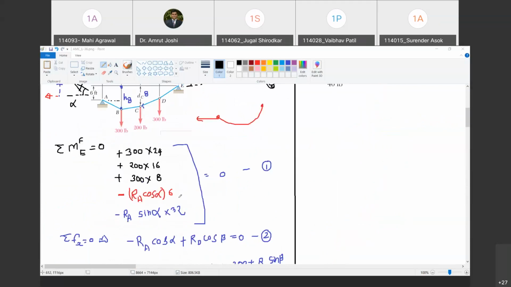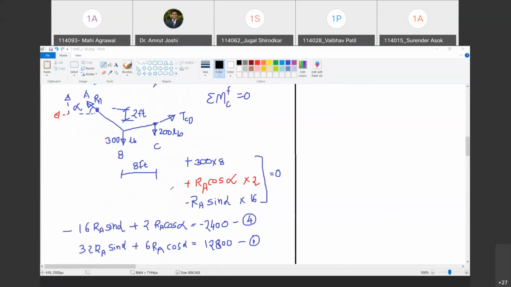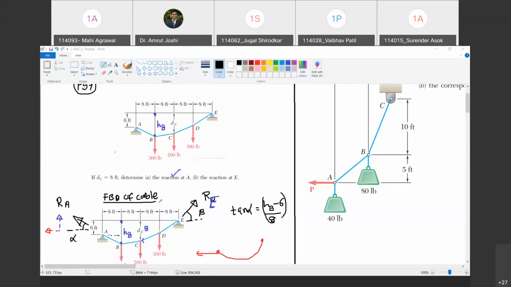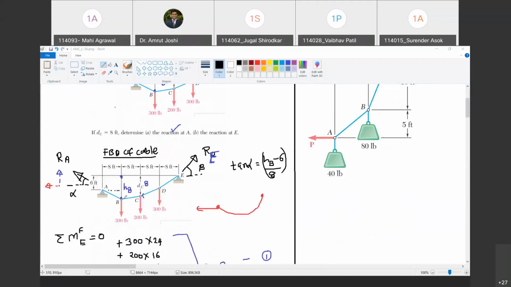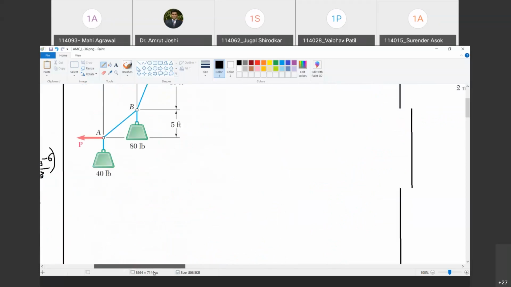Then apply the three equations of equilibrium, and then draw the free body diagram by giving a cut to the cable at a point where we have some additional information available. For example, for point C, we had additional information: DC is equal to 8 feet. So I gave a cut at C. Do you agree with me? Yes, sir. And then draw the free body diagram of either the left hand side part or the right hand side part of the cut, and that should solve the problem. This is the methodology that we follow for analysis of cables.